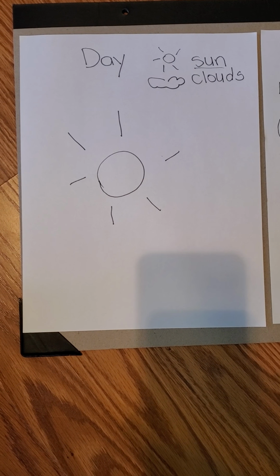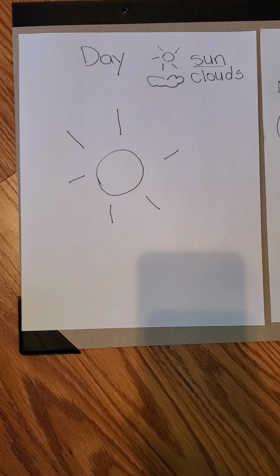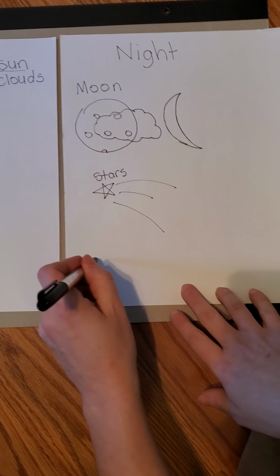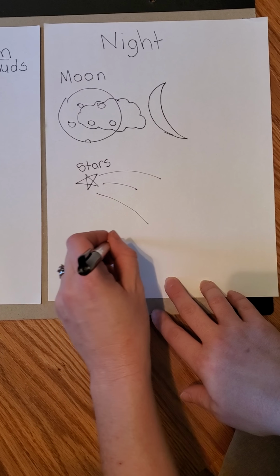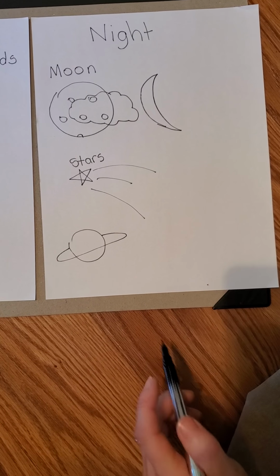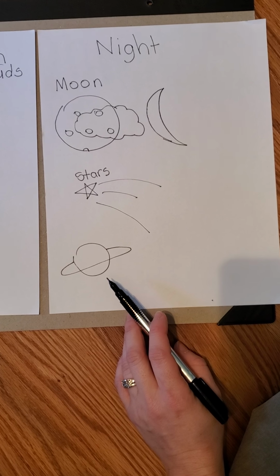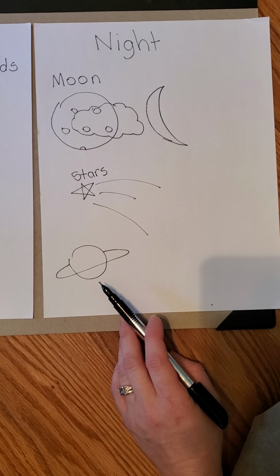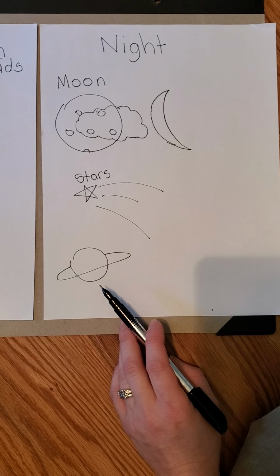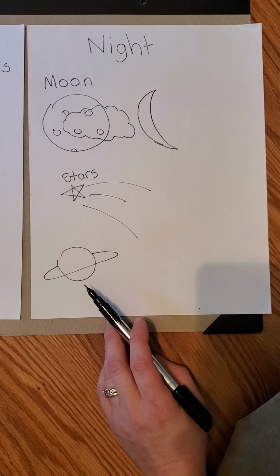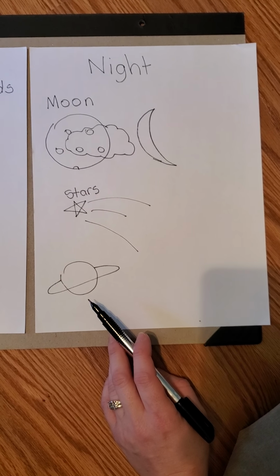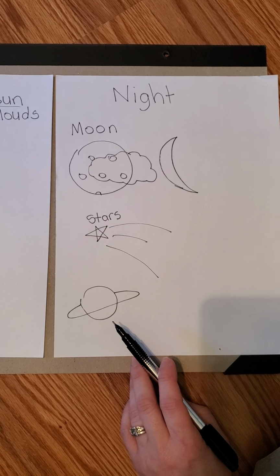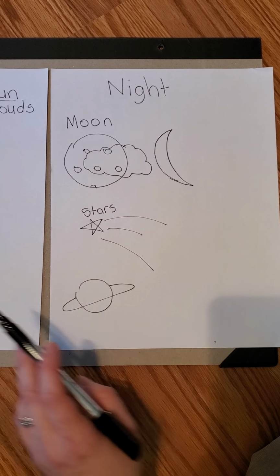And did you know at night, we'll go back over to night, that sometimes you can even see planets in the sky? Now, you might not be able to tell that it's a planet. It might look just like a really big star. So sometimes you can see those planets that look like stars at night. All right, let's see. Do you think you can see stars during the day?